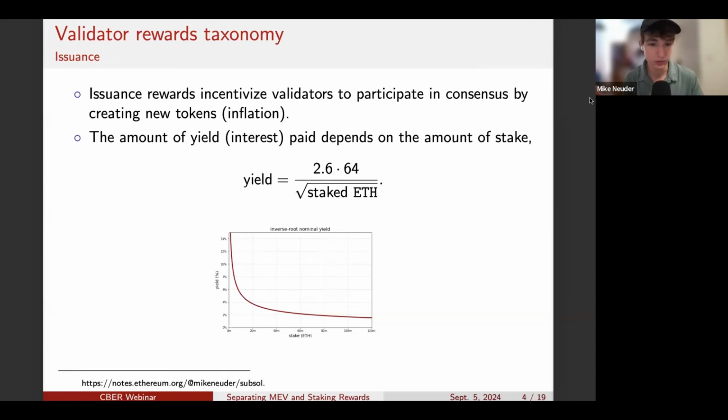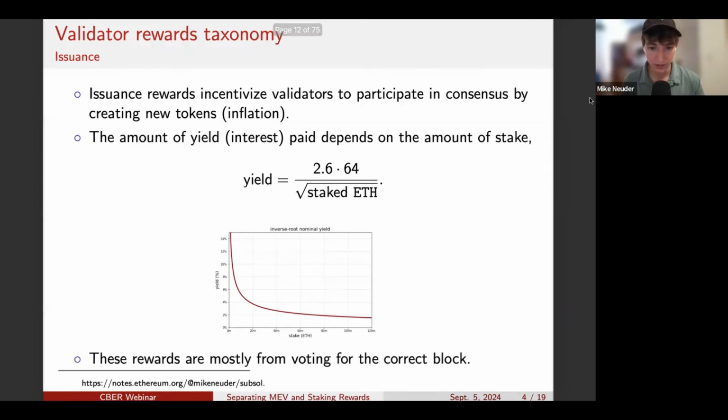And so this plot shows how the yield decays as the amount of stake increases. This is just the nominal yield because it doesn't account for inflation, right? So if all 120 million Ether was staked, then the real yield would actually be zero because everyone is earning issuance at the same rate as the inflation, and that wouldn't be as meaningful. And we're not going to dig too much into the real versus nominal macro yield stuff, but the main source of validator revenue comes from this curve here.